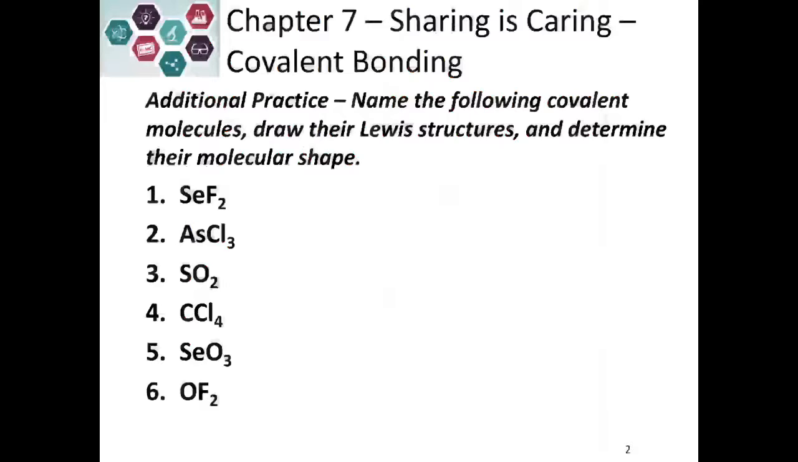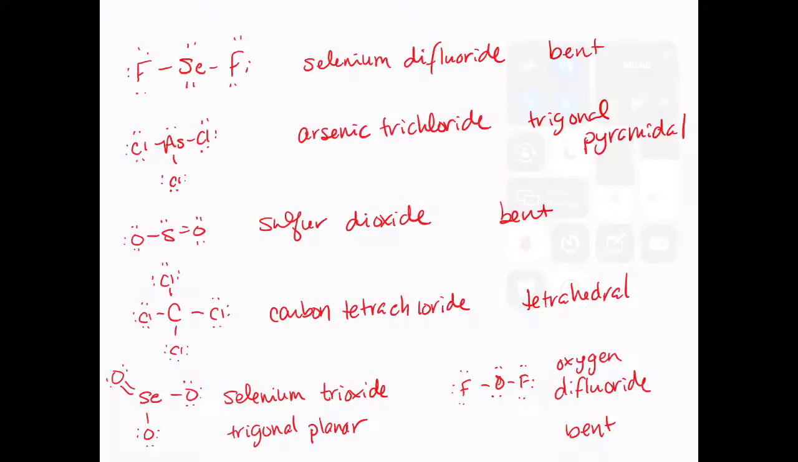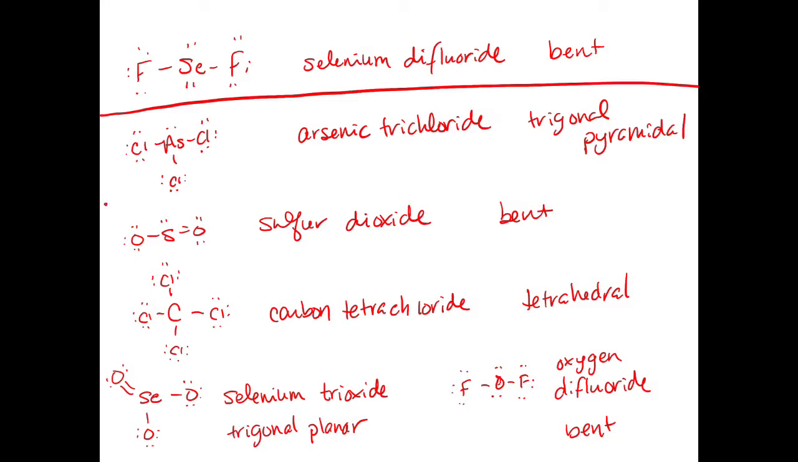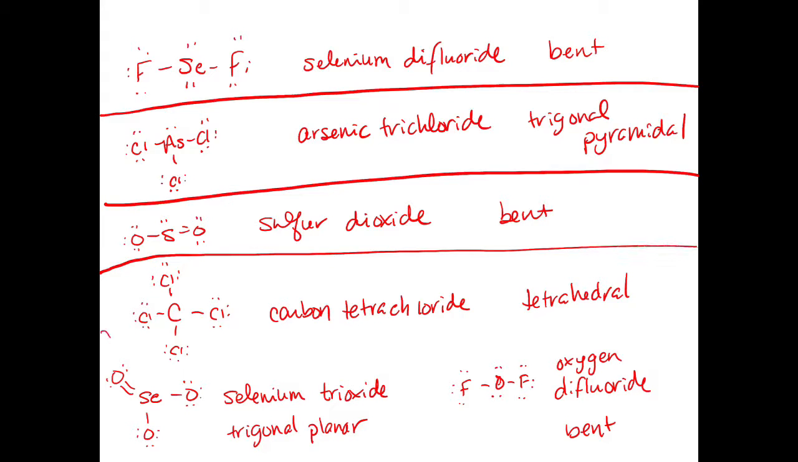Here is another summary practice. So we've got name the molecules, draw their Lewis structures, and determine their shape yet again. So again, go ahead and pause, come back and check your answers. Notice we've got things going across here. I started to run out of room. And there's your last 2 at the bottom.